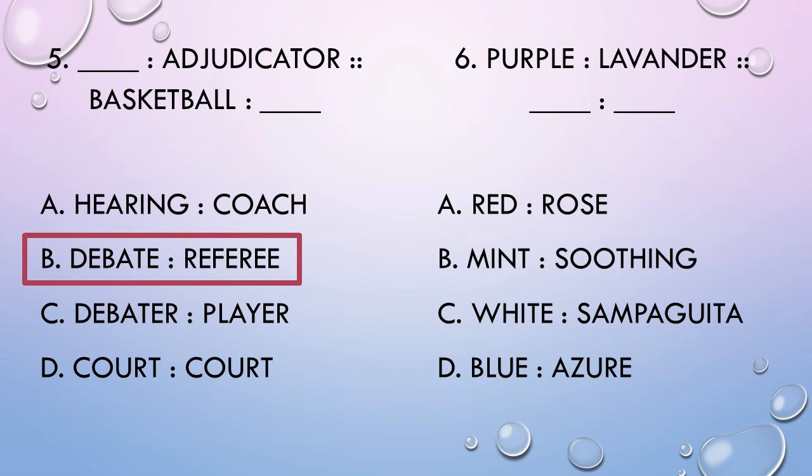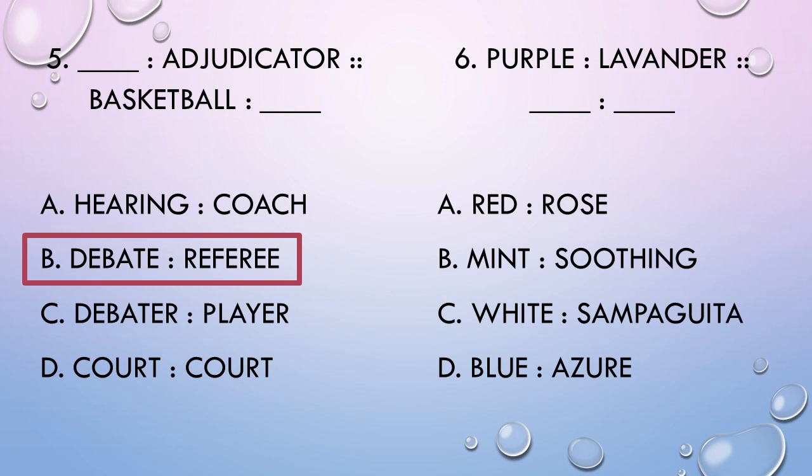Number 6. Purple and lavender. Lavender is a flower that is colored purple. Letter A. Red and rose. This is a color and a flower. Letter B. Mint and soothing. This is a plant and an effect. Therefore, this is not the correct answer.